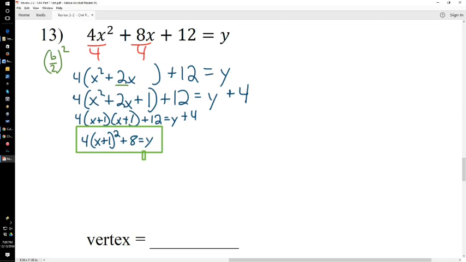Ooh, that's not what I wanted to do. Two fingers to move it.